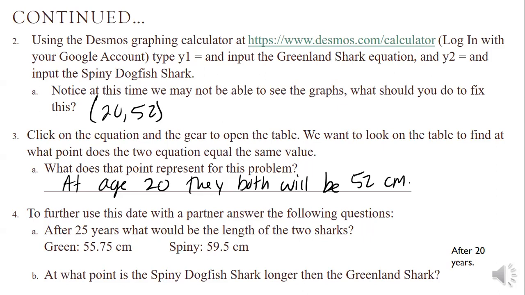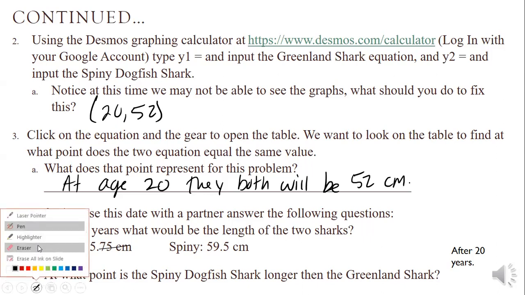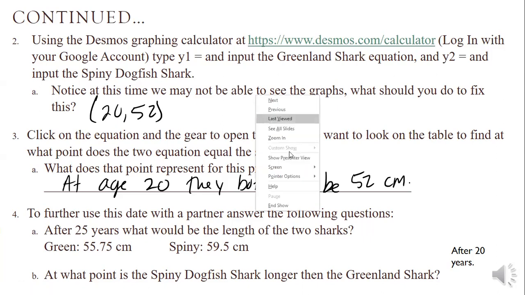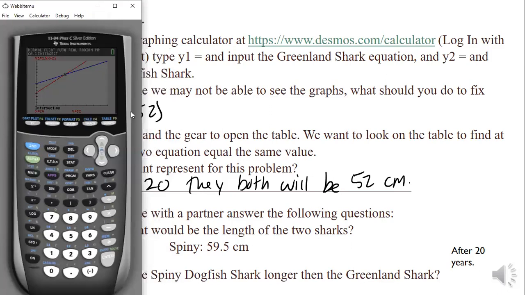Now it says, I meant for the answer to be blocked out. You don't see it, but pretend that you don't see that. Nothing, exactly. Good job. All right, so it says, to further use our data information and ask after 20 years, what would be the length of the two sharks? Okay, we're going to go over the two ways of analyzing this. So using your calculator, way number 1 is simply to go to your table and scroll to 25. Does that make sense?